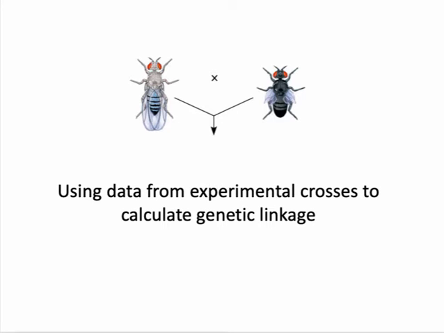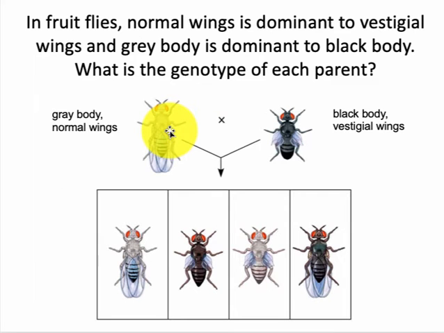Here we're going to look at how we can use data from experimental crosses to calculate whether there is genetic linkage between two pairs of genes. In this fruit fly example, normal wings, like this individual here, is dominant over vestigial wings, like the wings this individual here has. And gray body, like this fly, is dominant to black body, like this individual here has.